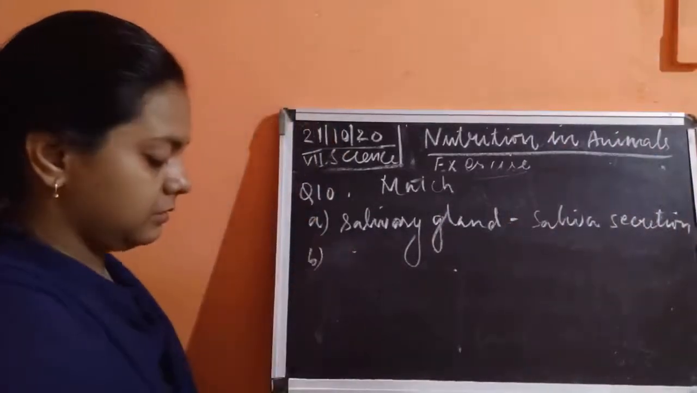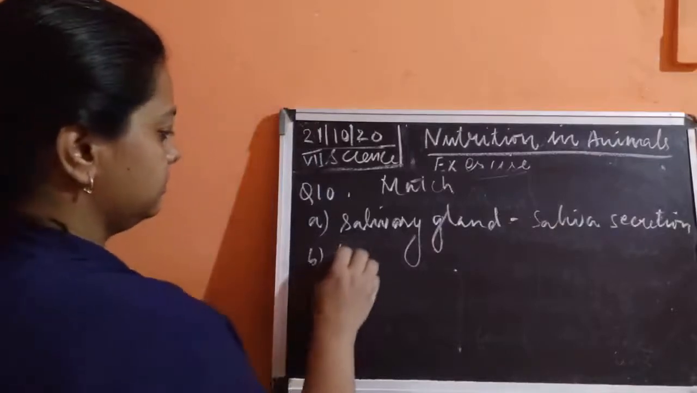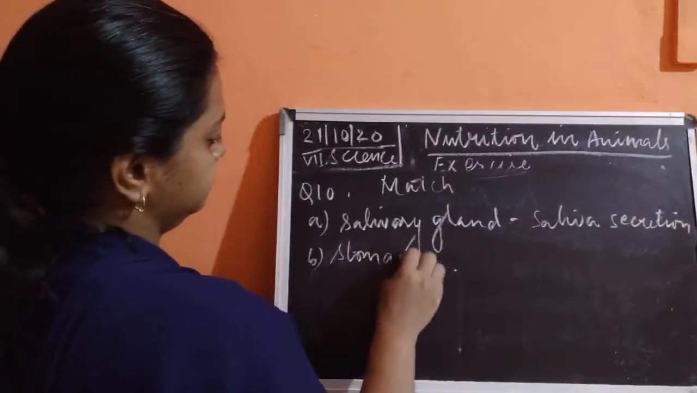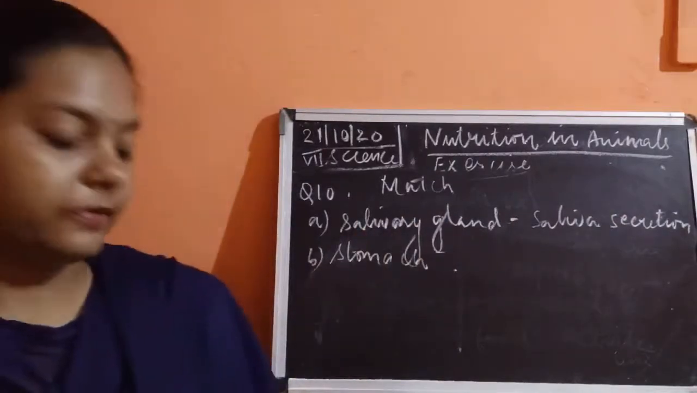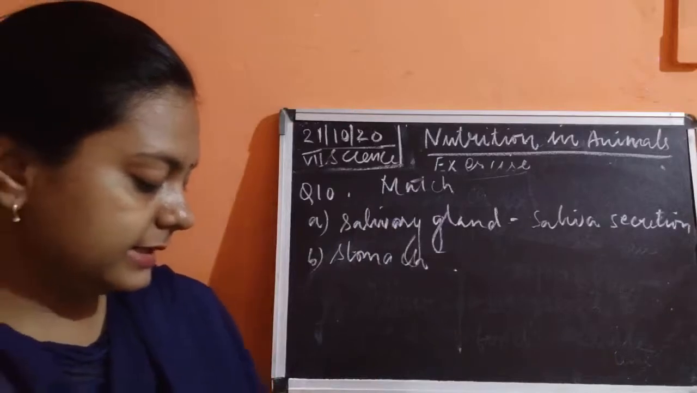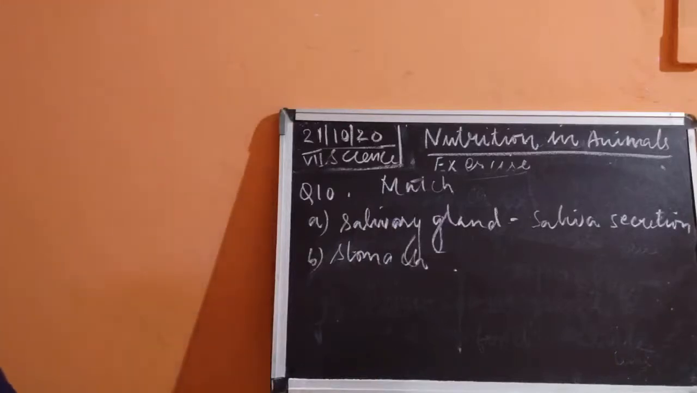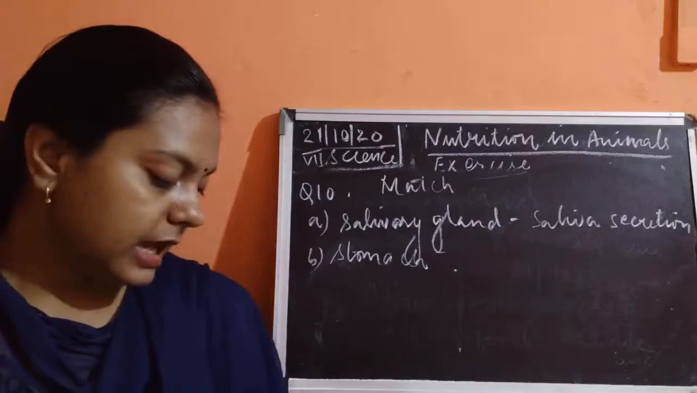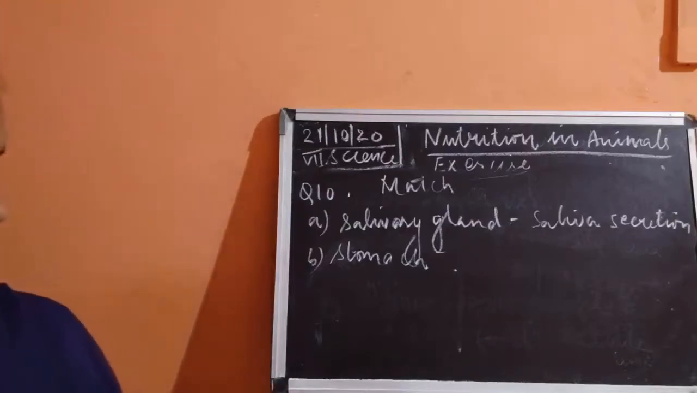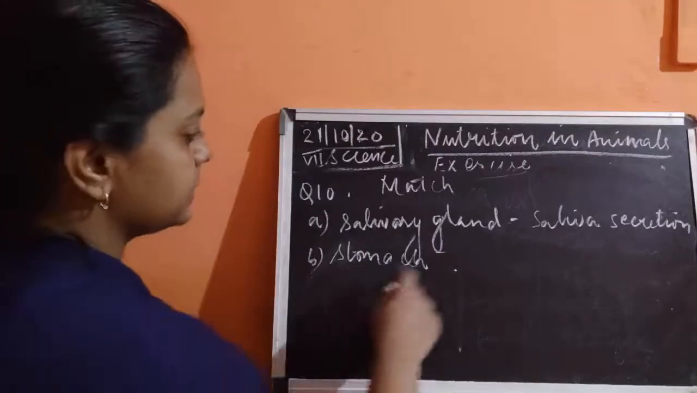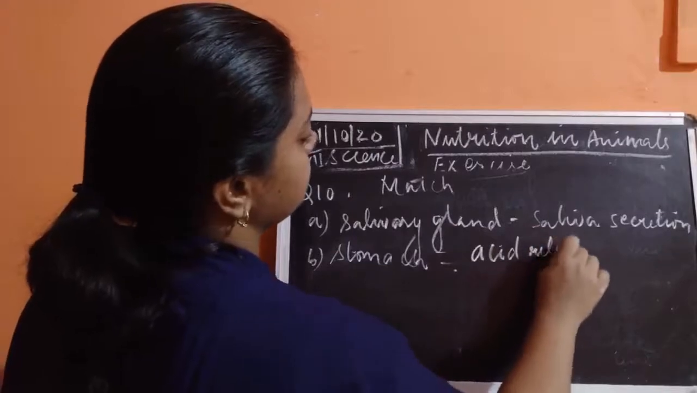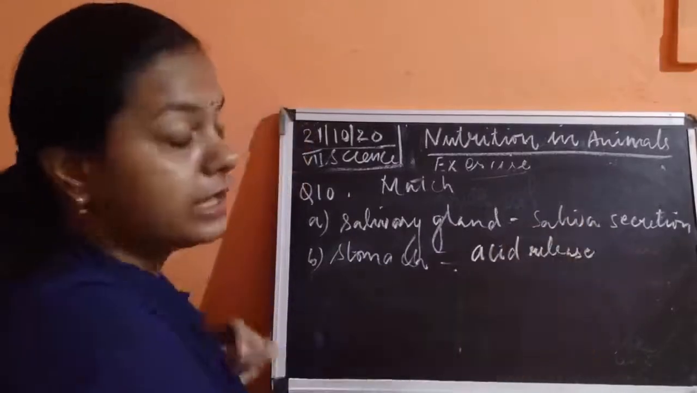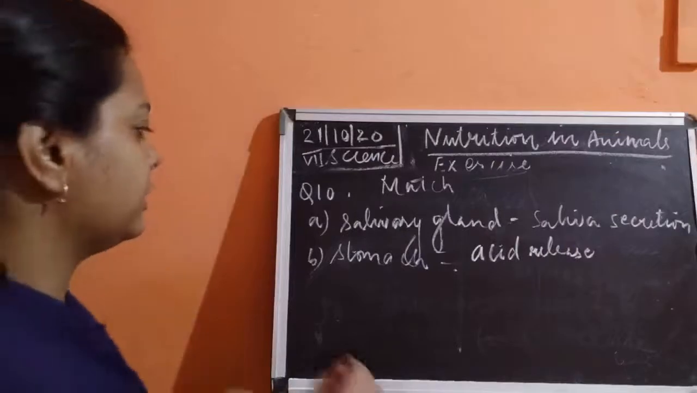Then B, stomach. So stomach would be matched with which? Bile secretion, storage of undigested food, saliva secretion is already over, acid release. After that, digestion is completed, absorption of water, release of feces. Okay, so the answer is with the stomach, acid release. It releases HCl, that is hydrochloric acid.